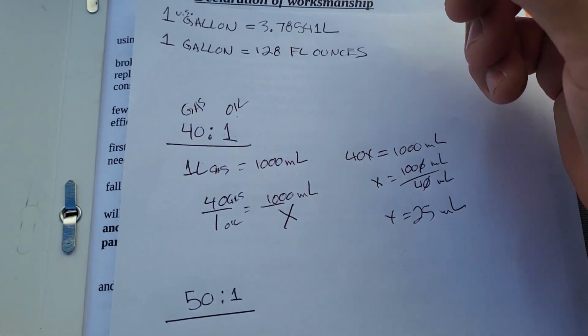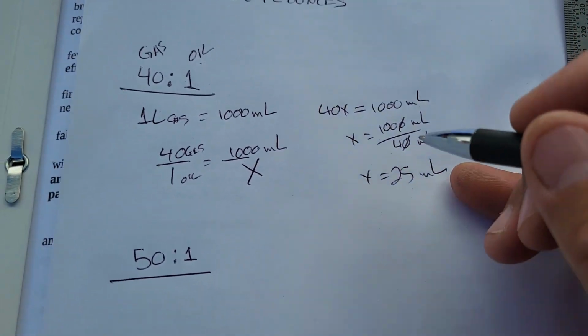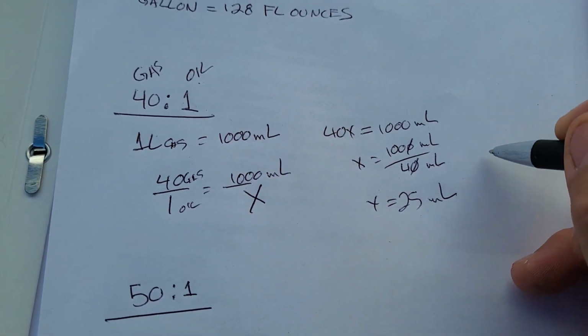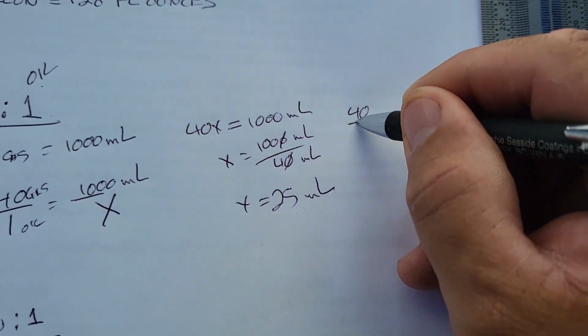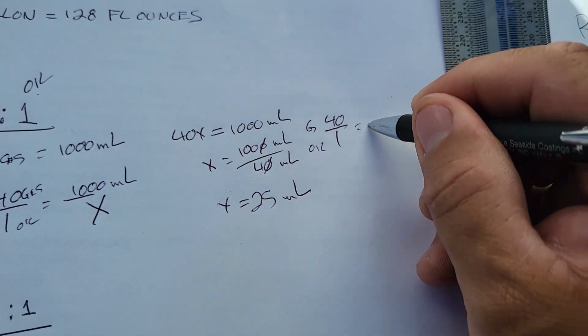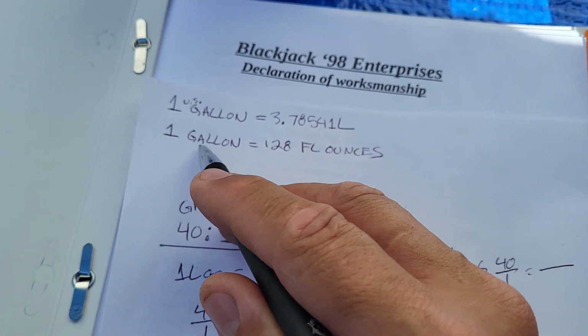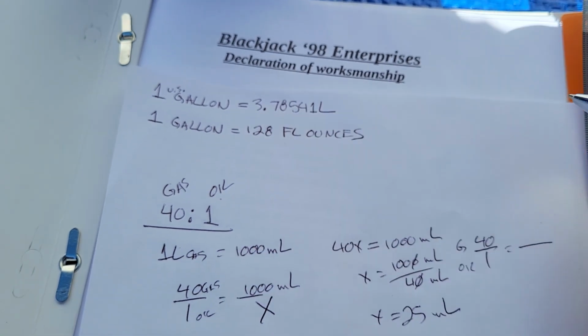Okay, what if it's in ounces? So we've got to do it again. So 40 to 1, 40 over 1, gas to oil, equals, let's say 1 gallon. With 1 gallon, which is 128 fluid ounces.